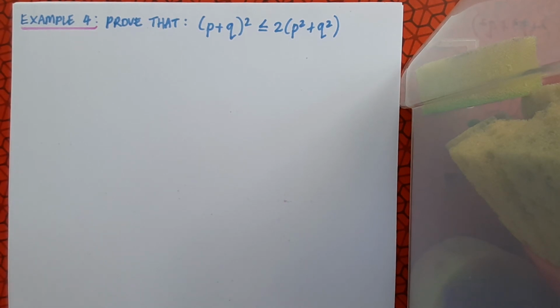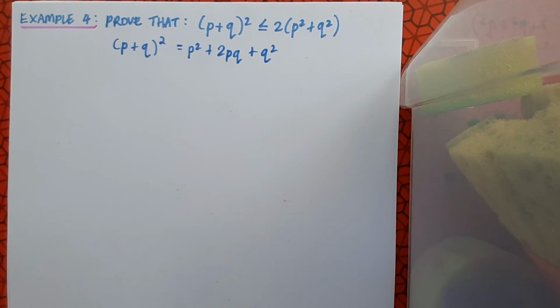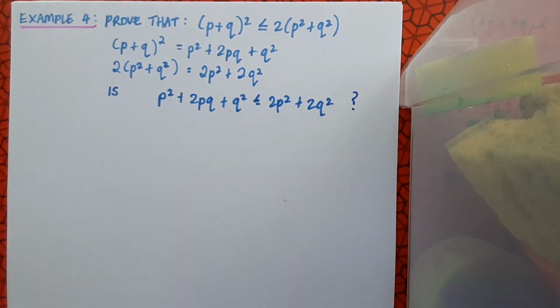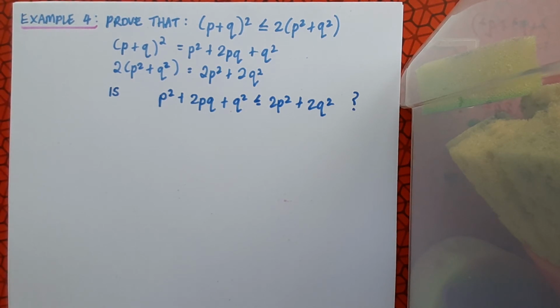So I'll do the (p plus q) squared first. That gives p squared plus 2pq plus q squared. And then I'll multiply out the right-hand side as well. Okay, so I've multiplied out both sides of the inequality. Now, I still don't know if the inequality is true, so I'm not going to write it down as a statement. I'm going to write it down as a question. So this is what I'm asking: is p squared plus 2pq plus q squared less than or equal to 2p squared plus 2q squared? Right, okay, I'll bring everything over to the left-hand side.